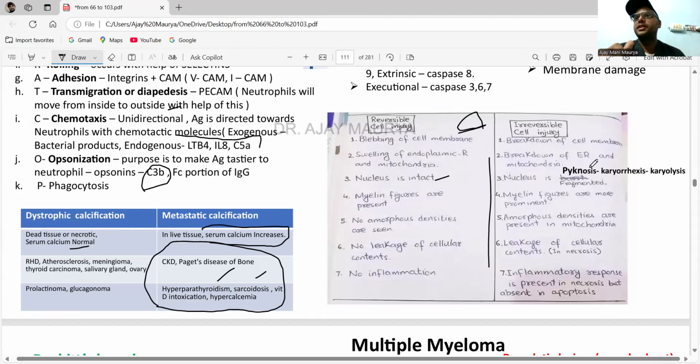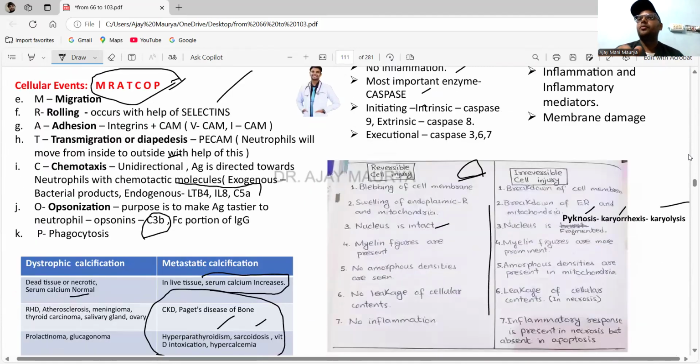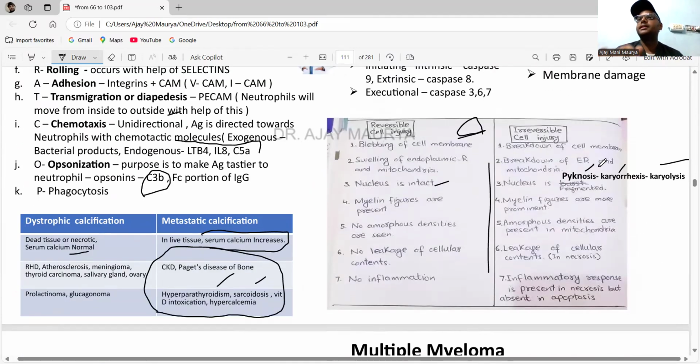First of all, there is going to be pyknosis, then karyorrhexis, then karyolysis. Lysis means death. Remember this order in reversible versus irreversible cell injury. They'll give one-point questions from there.